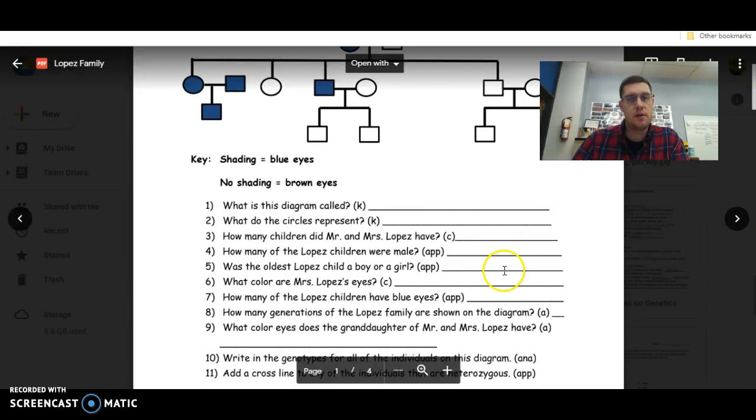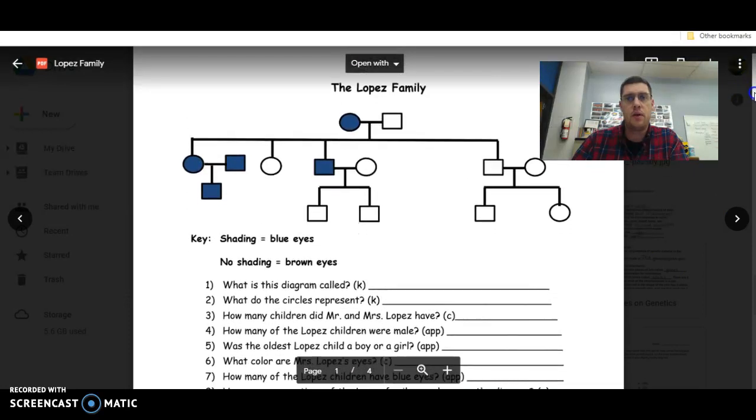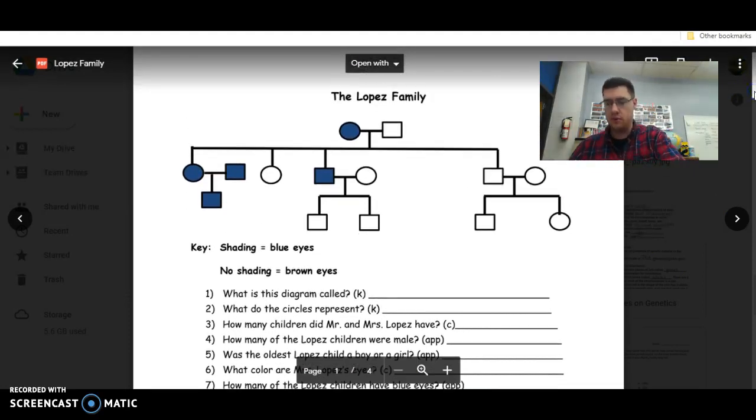Now we get to 10. This is going to take a while, so this is where you really need to key in. Write in the genotypes for all of the individuals on this diagram. This is where it's going to take a bit of time, but that's okay, you have it. So listen up. What I can tell you right now is that blue eyes are recessive, so we're going to use homozygous recessive bs to represent blue eyes. So every shaded shape gets homozygous recessive bs. That's easy, so you can go ahead and do that now. While you're doing that, I'm going to write something else on here.